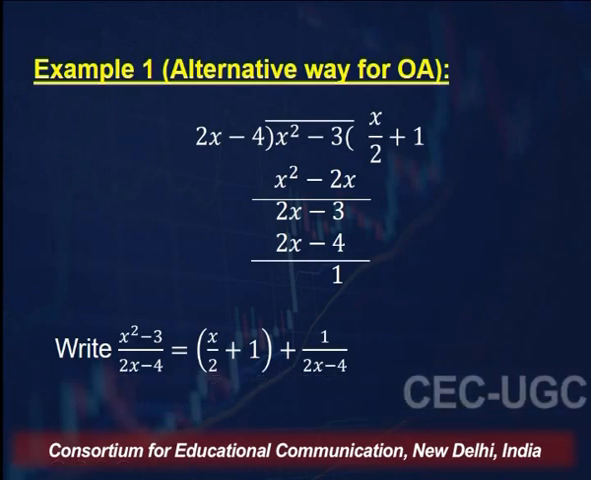So if you just don't want to do things mechanically, that x by 2 plus 1, which is a quotient, is the oblique asymptote, you can just write things out logically like this from your long division, write out the result, and then apply the limit. You'll get the same answer. Let's look at the next example.